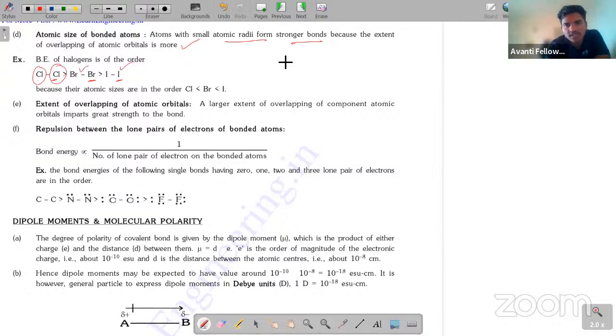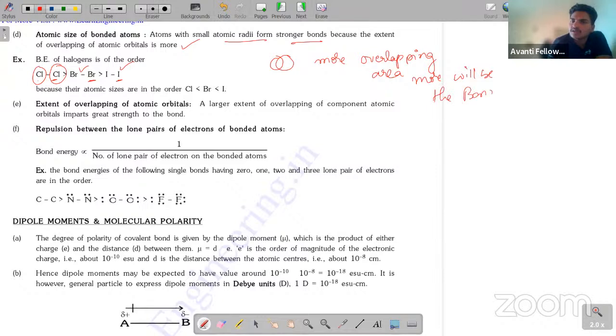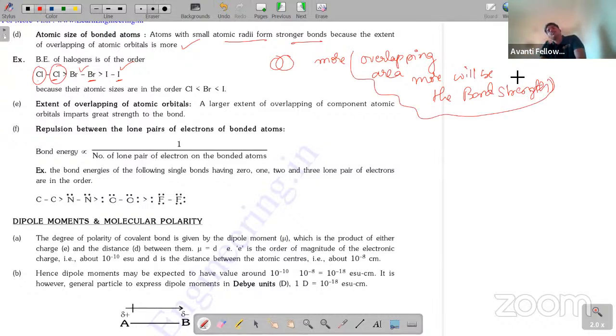The smaller the bond length, or we can say atomic radius, the more will be the overlapping area, and the more will be the bond strength. Okay, more will be the bond strength. I hope you guys are clear with that. If the overlapping area is higher, then more will be the bond strength.